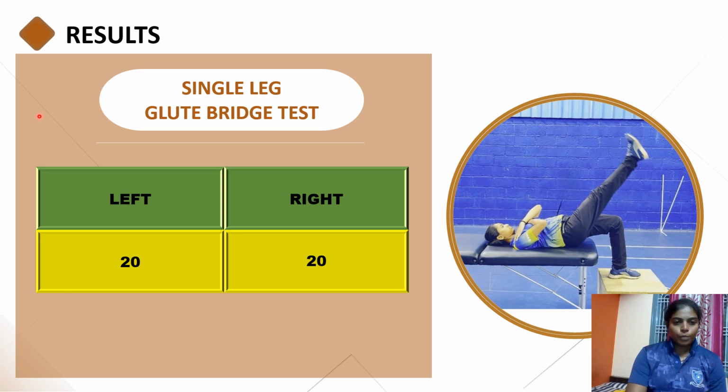The single leg glute bridge test. The gluteal strength and endurance are balanced in both legs with 20 repetitions. The athlete performs 20 repetitions with both legs, and the assessor observes slight knee instability and inability to lift the pelvis evenly. Hence, we could observe weakness in the gluteal muscles.